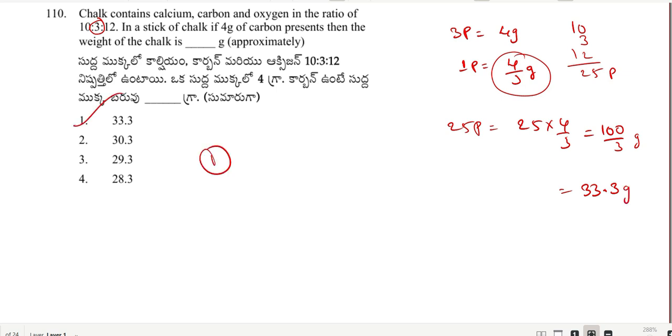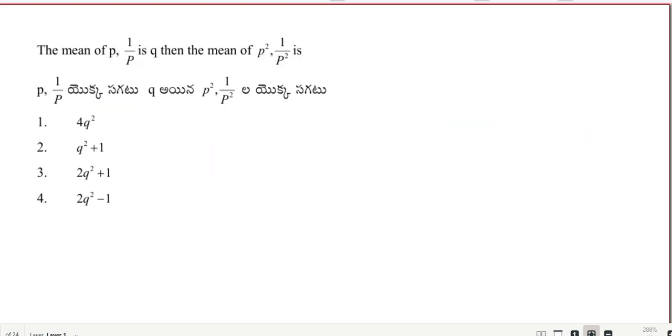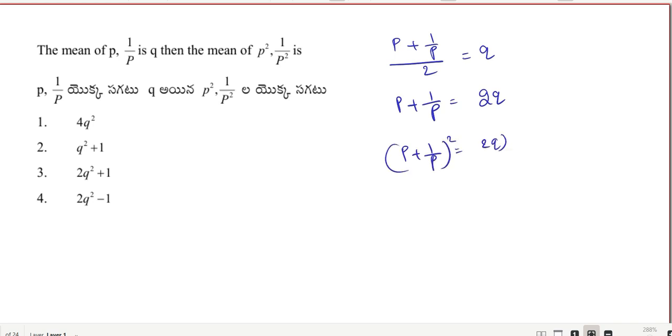Okay. Now let us see this next question. The mean of P and 1 by P is given as Q. Then we are asked to find out the mean of P square and 1 by P square. So what we have given, mean of P and 1 by P. Mean means what? Sum of observations by number of observations, that is given as Q. From this, P plus 1 by P is equals to 2Q. So on applying squaring on both sides, P plus 1 by P whole square gives you 2Q the whole square.